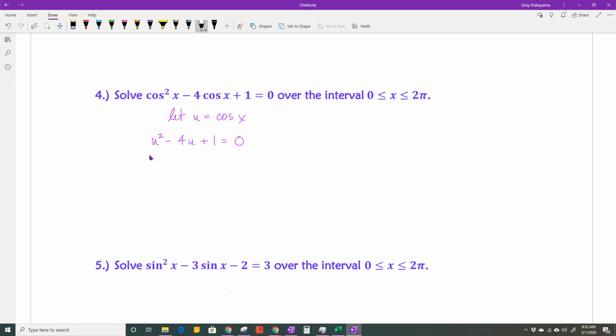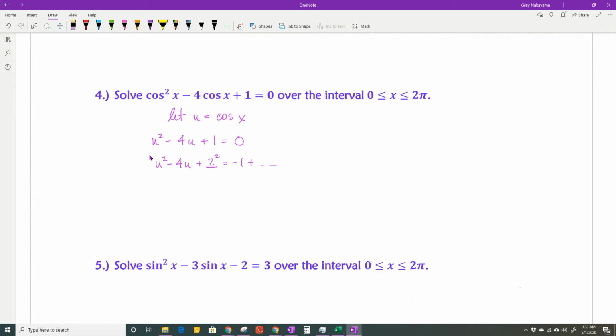It doesn't factor because there are no factors of 1 that add to give me 4. So completing the square, remember we start off like that. We move the 1 to the other side, and then we put the blanks. And I take 1/2 of my b value, which is 2. 1/2 of 4 is 2, and I square it.